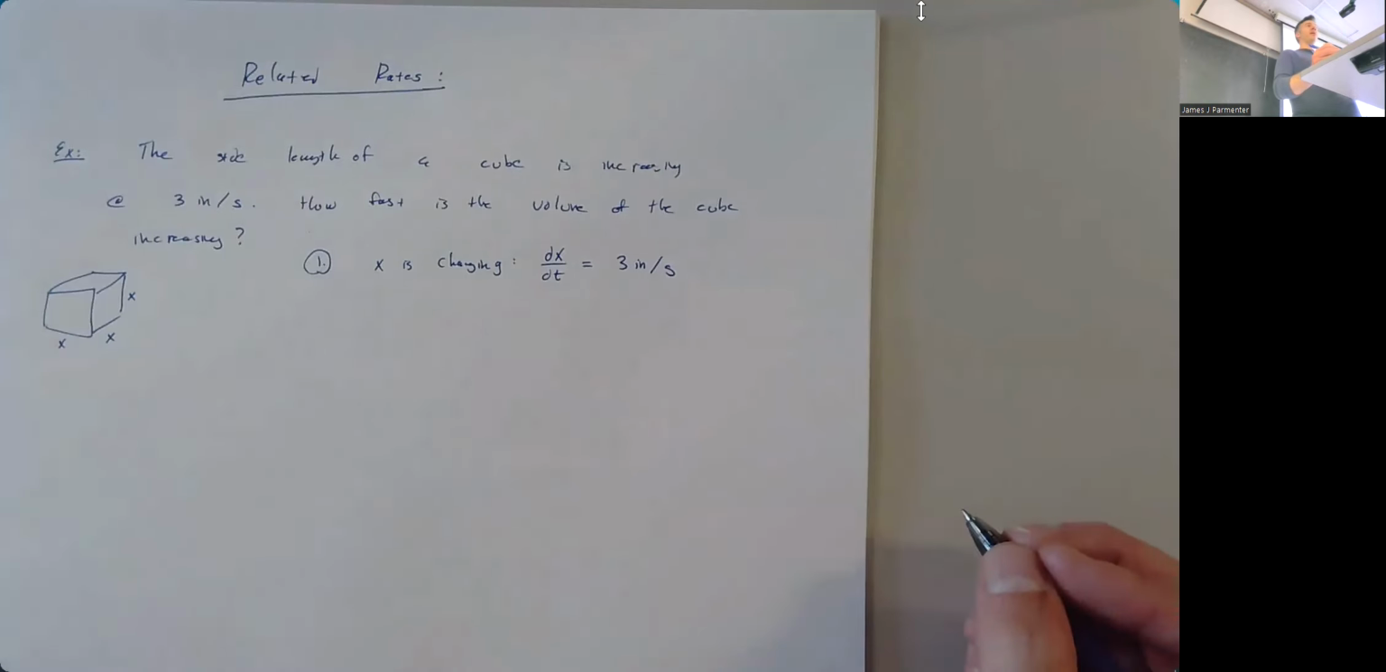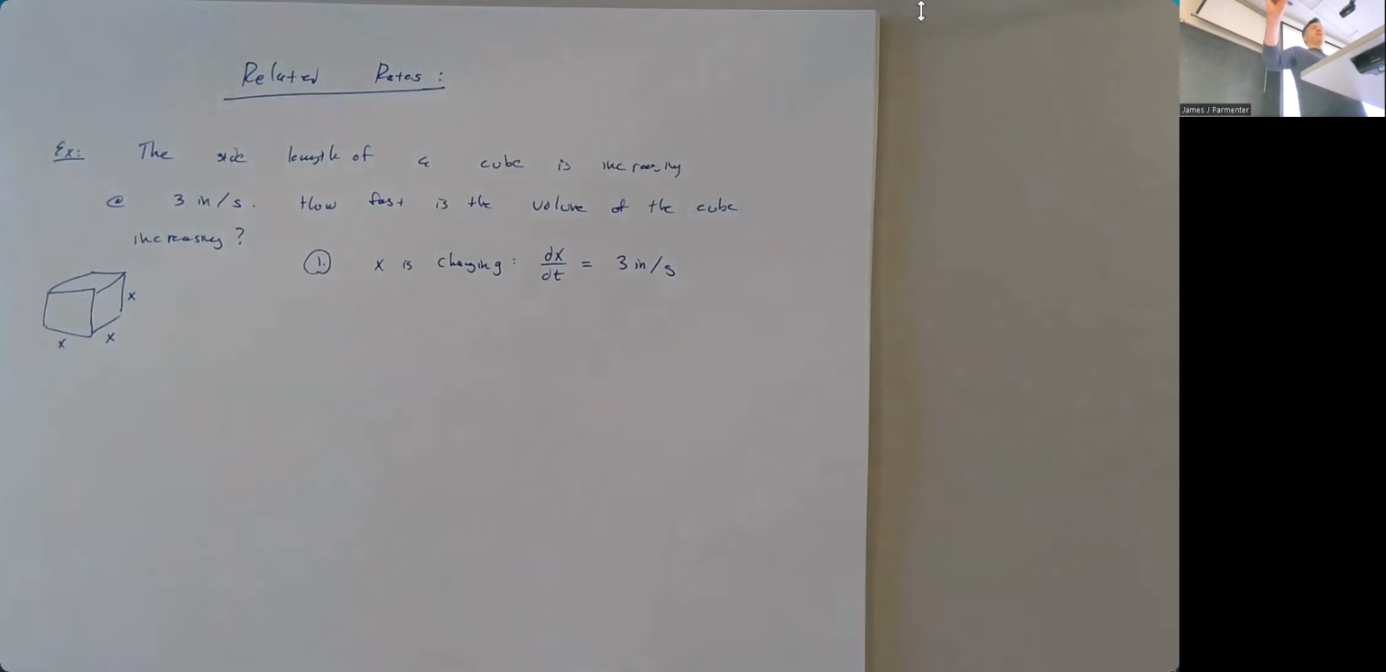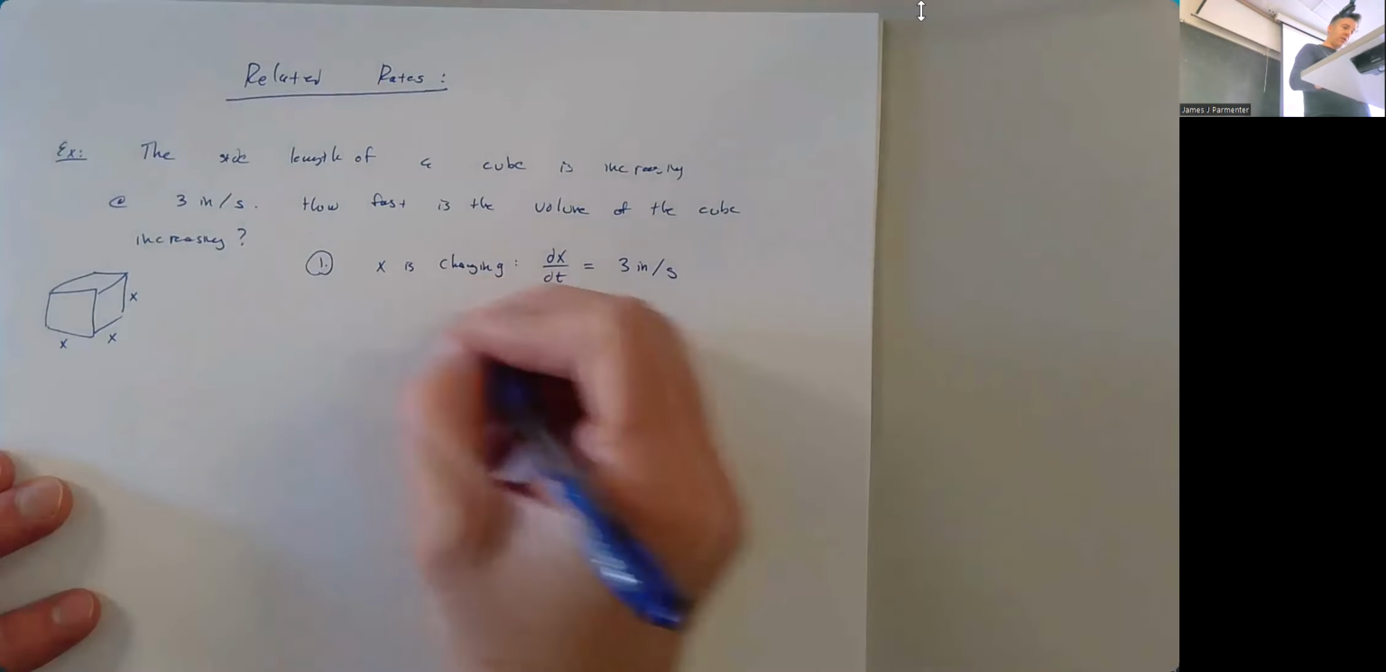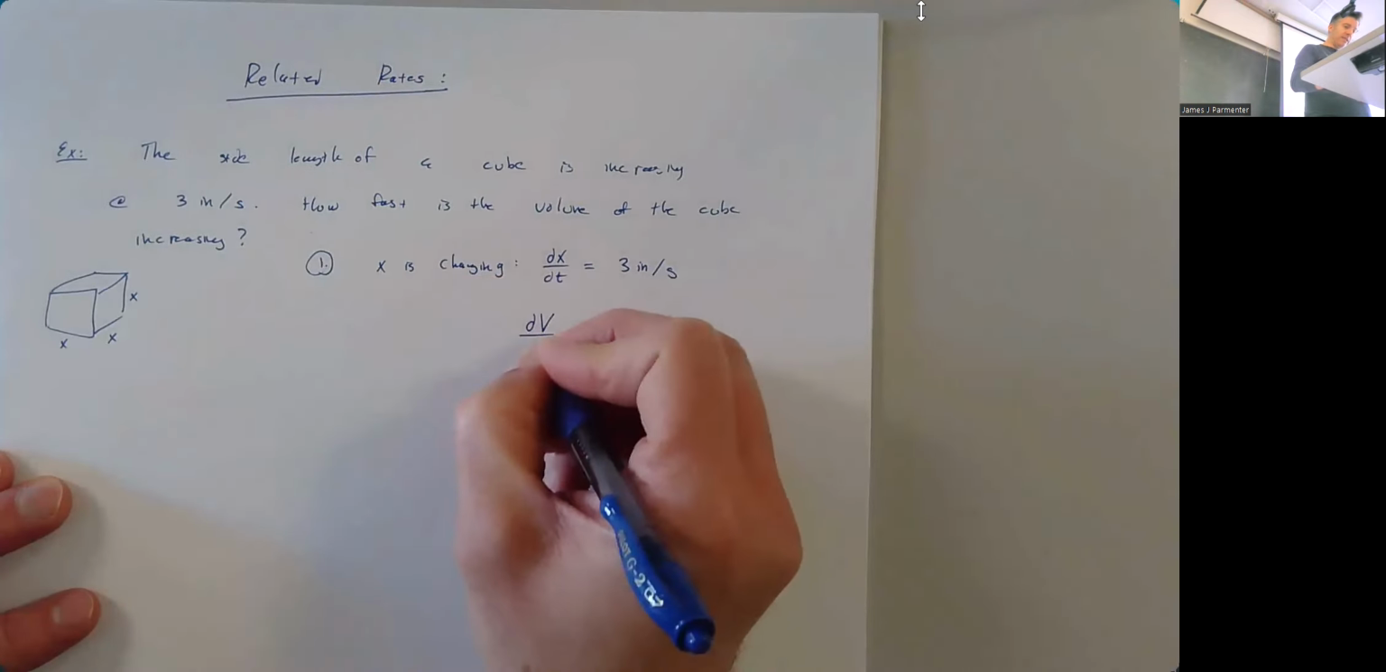So typically when I'm writing down the things that are changing, I'm always looking for the thing they told me and the thing they're asking me about. They told me how fast the side length is increasing. They're asking me how fast the what is increasing or changing. The volume. So I'm looking for what dV/dt is.